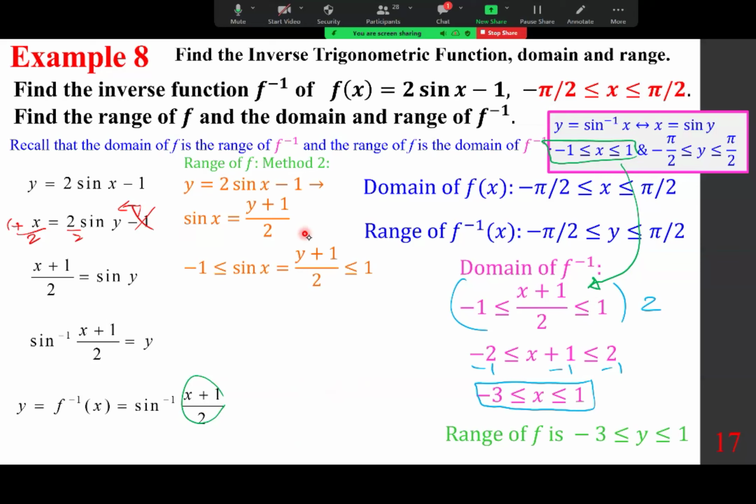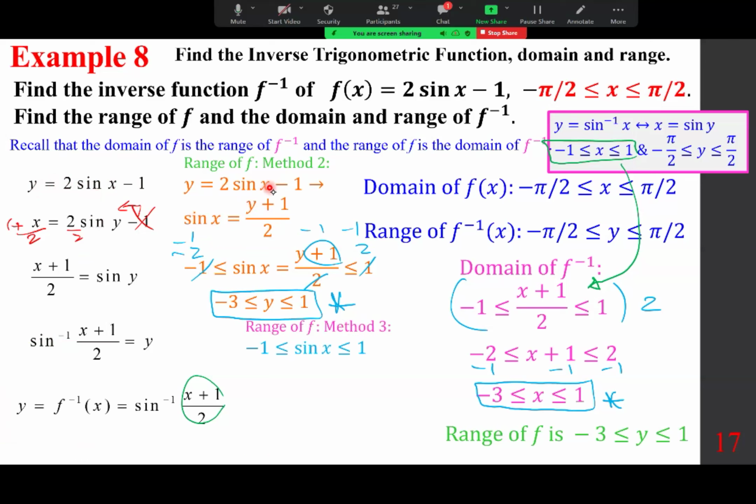So let's multiply by 2. So if I multiply by 2, I get negative 2 here, I get positive 2 here. Then I'm going to subtract 1 from every side, and I get the same thing as I got here. Okay, so that was the second method. So a quick recap. Here, solve for sine x. You know sine is supposed to be between negative 1 and 1. Right? Because y value.